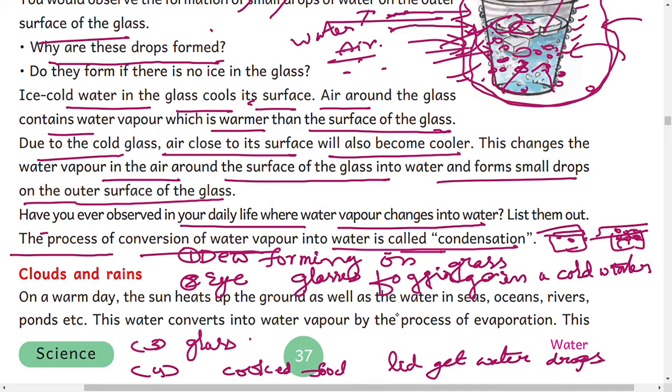And the next one is clouds and rains. On a warm day, the sun heats up the ground as well as the water in the seas, oceans, rivers, and ponds.